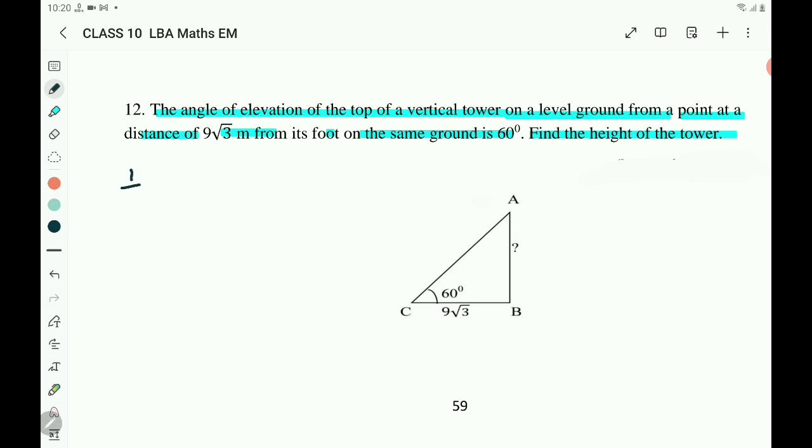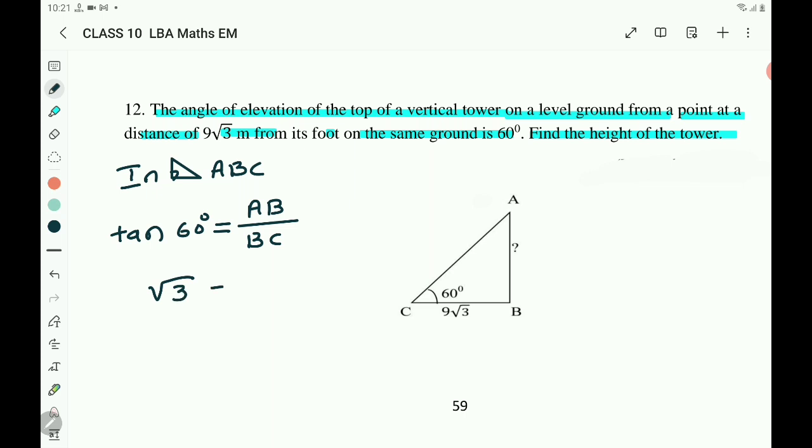Then you write in the right angle triangle ABC, tan 60 degree equals opposite side by adjacent side, opposite side AB by adjacent side BC. Then what is the value of tan 60 degree? Tan 60 degree is root 3 equals AB, which is to be found out, BC is given, 9 root 3.